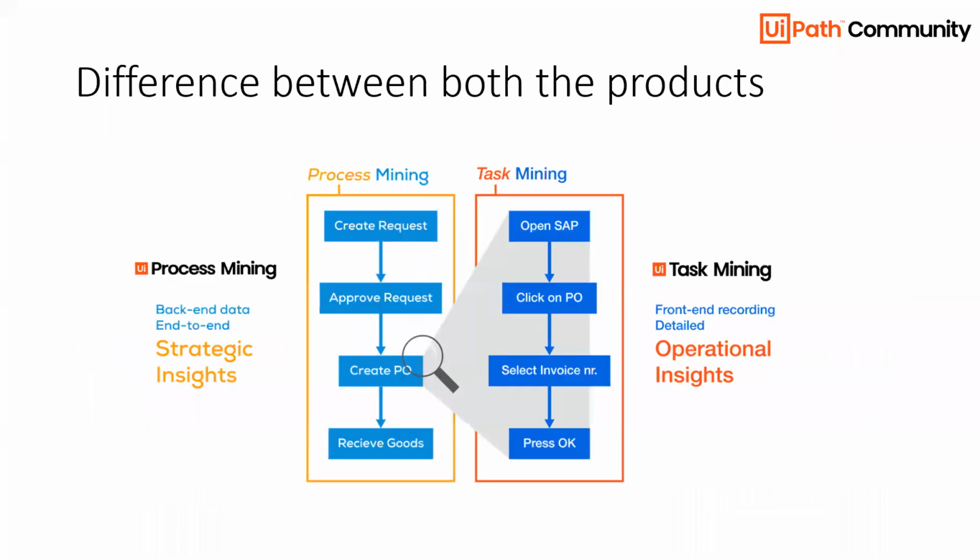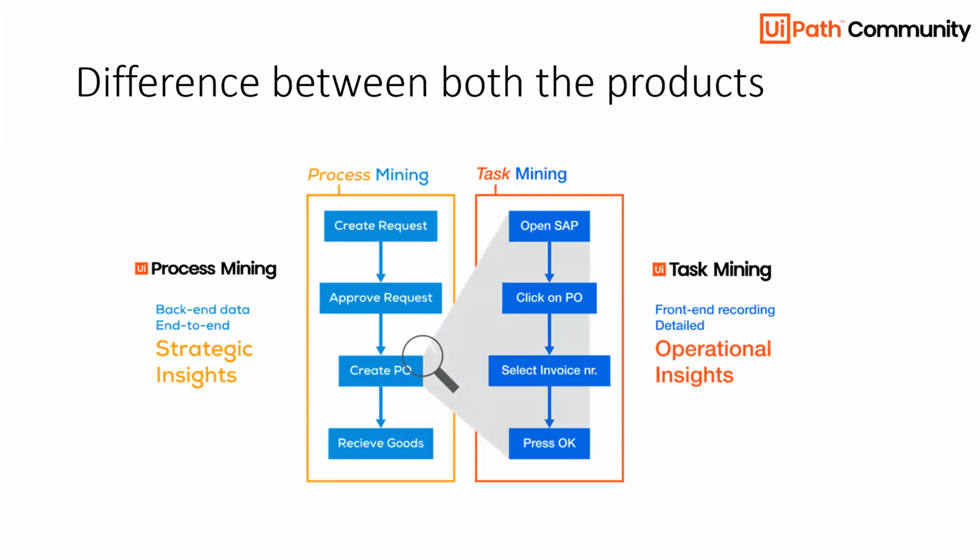Now, the main difference between both the products, if I have to explain with an example, let's take an example of Process Mining. Let's take an example of a SAP process, where the process is to create a PO, a purchase order. So in Process Mining, what happens? Creating PO, approve requests, create PO, and receive goods. The strategic insights will be captured from the backend data, and on that data, Process Mining will work to capture what can be automated or what are the potential values we can bring in from this particular data.